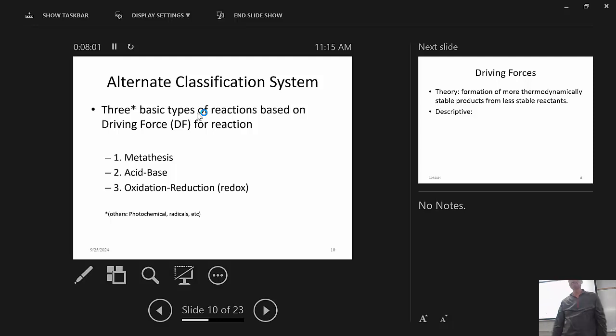And so what we're going to do is classify the reactions into three basic types: 1, 2, 3. The three basic types would be metathesis.